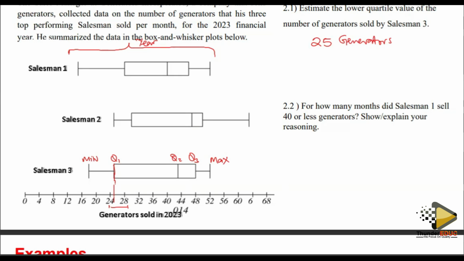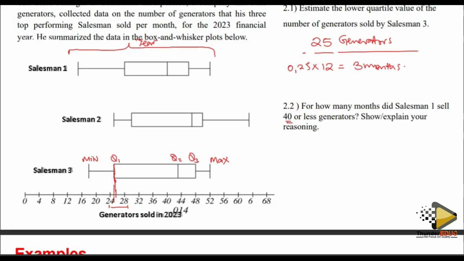The lower quartile, in terms of months, would be 25% of 12. You need to find how many months that is. 25% of 12 is 3 months. You understand? I'm just explaining, but it's not from here. These are the number of generators here. I'm just estimating. Then, for how many months did the salesman sell 40 or less?